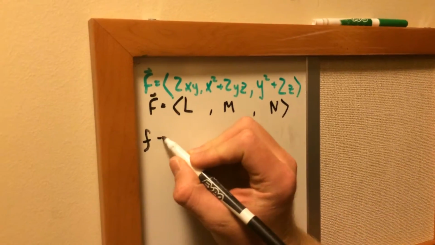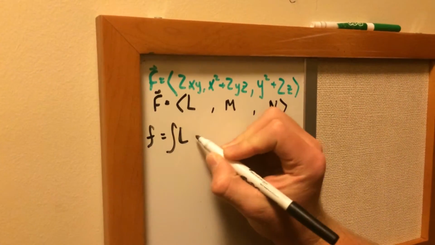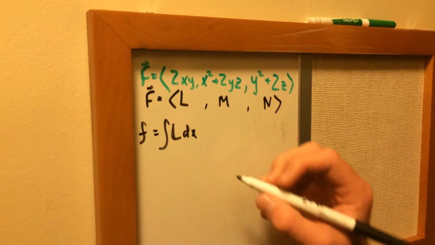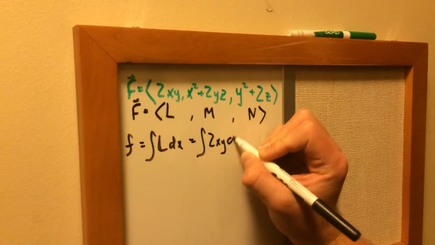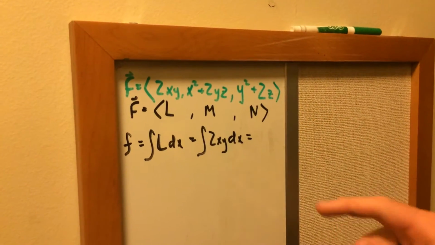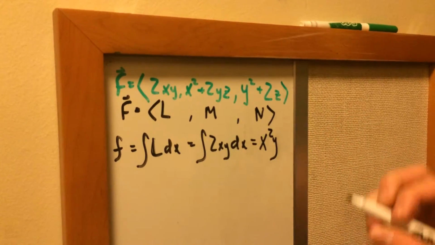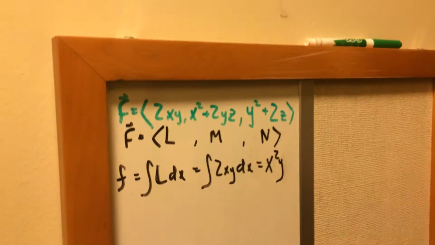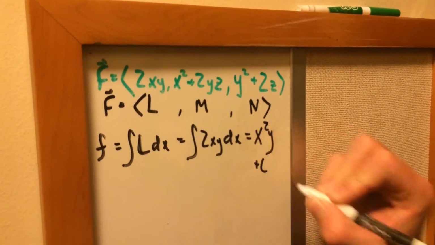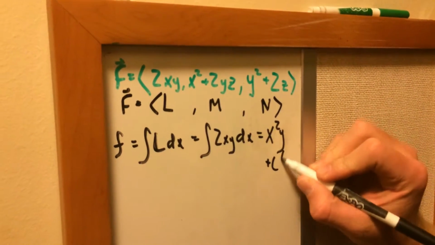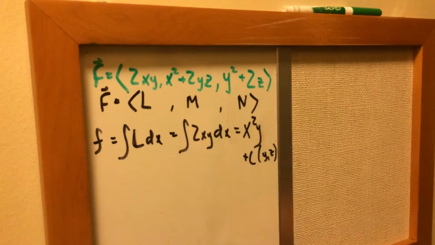little f, we're going to need the integral of L with respect to x, dx. So this is going to equal the integral of 2xy dx, which equals, taking the antiderivative, x squared y. Because we don't have bounds, and this is a generic integral, we're going to need to add a constant c, which will be in terms of y and z. Now we need to find c of y and z.